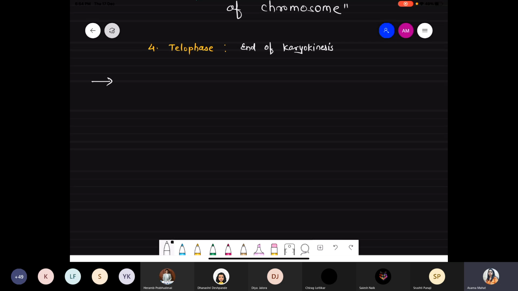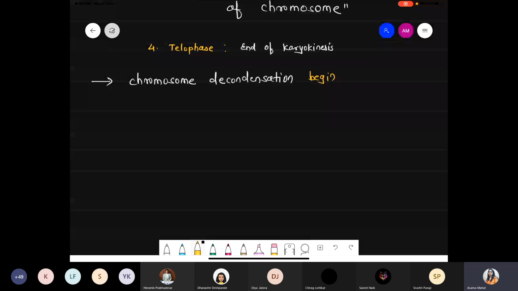ठीक है चलो. So write down the first part we are talking about: chromosome decondensation. Okay. Chromosome decondensation will begin, and now slowly that chromosome is converted into chromatin fiber again.